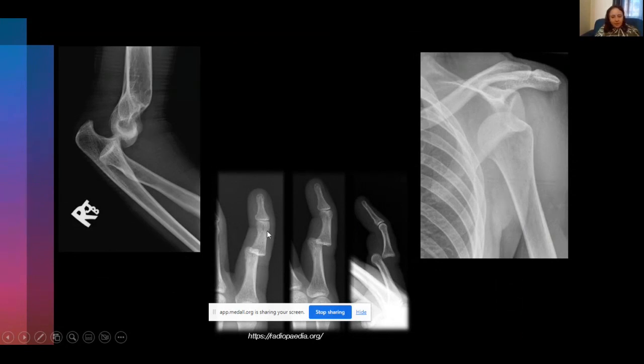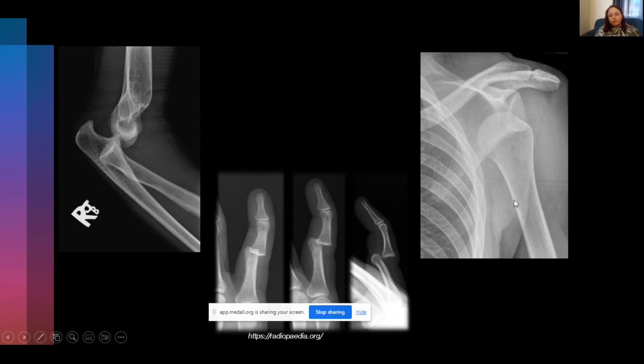Again, there is a finger X-ray, that's the little finger, and that's the proximal interphalangeal joint. There is dislocation. So the distal bone, which is the middle phalanx, is medially dislocated over the proximal phalanx. That's the AP view. And on the lateral view, the middle phalanx is dislocated posteriorly compared to the proximal phalanx. So it's medial and posterior dislocation.